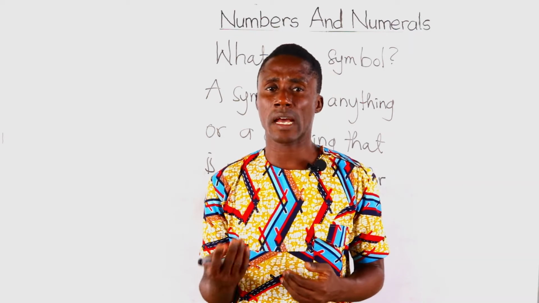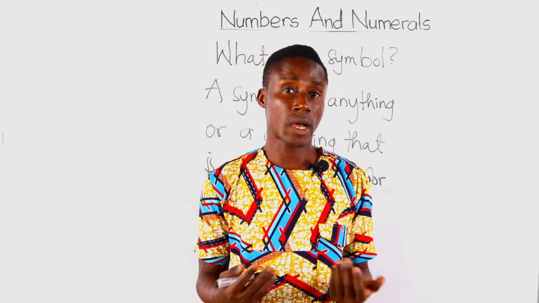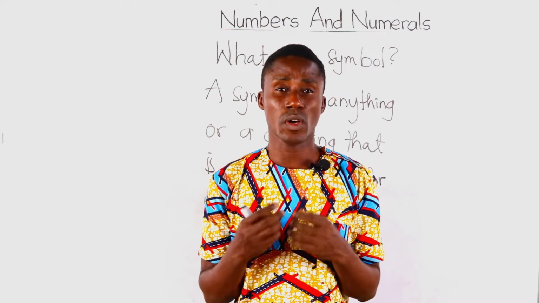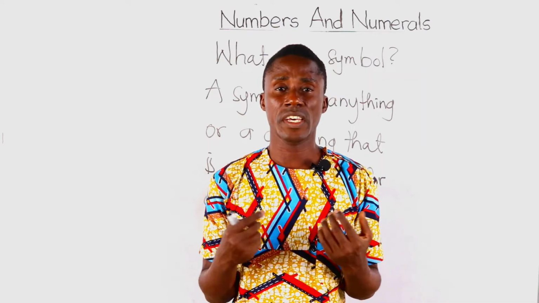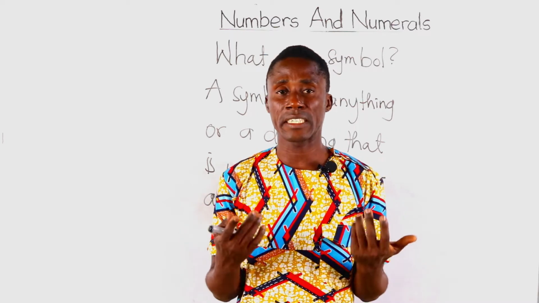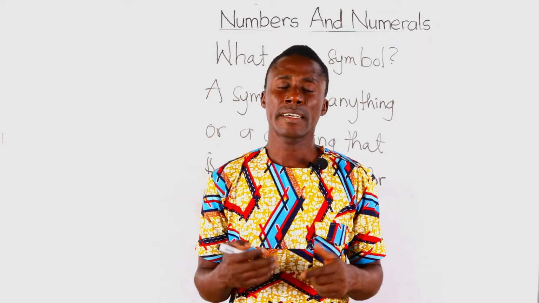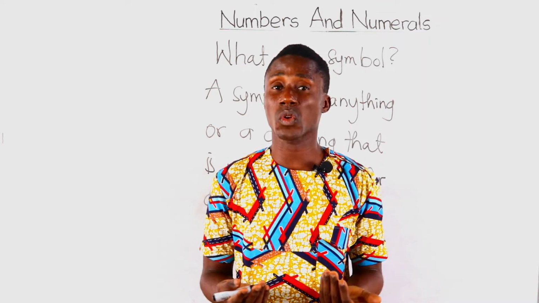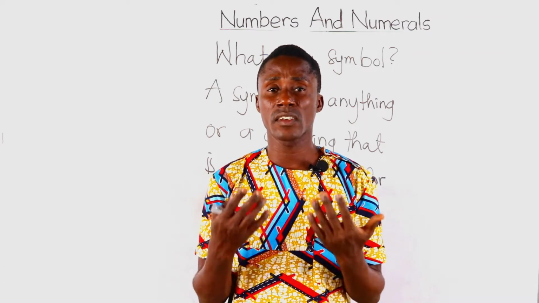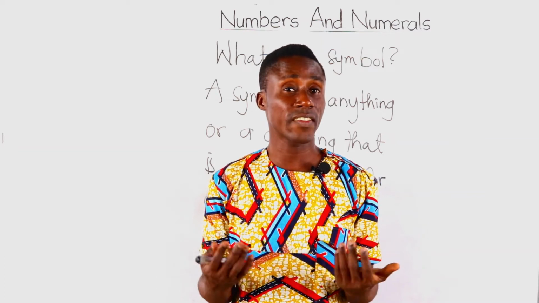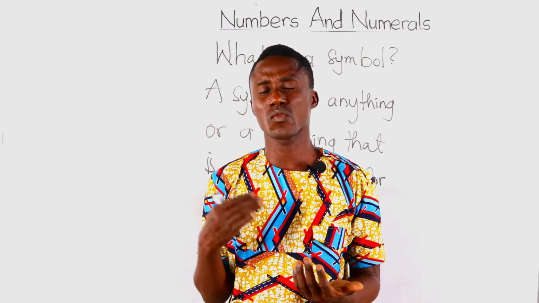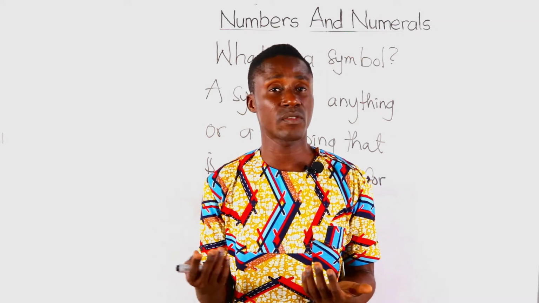Now let's look at some examples of symbols. For example, in Ghana, we have the Ghana flag, which is a piece of cloth which contains the colors red, yellow, green, and a black star in the middle of the yellow. And that piece of cloth is a symbol of Ghana. Wherever we see that piece of cloth, we know that it stands for Ghana. And that is a symbol. Symbols are things or drawings that we can use to stand for another thing.